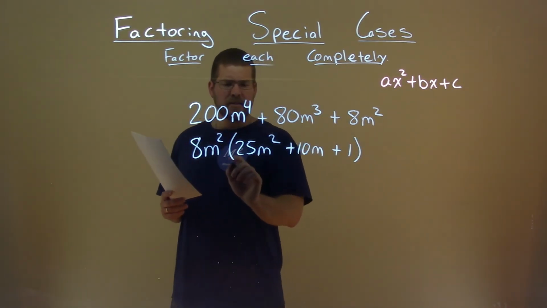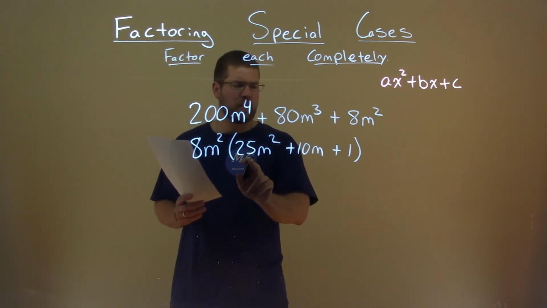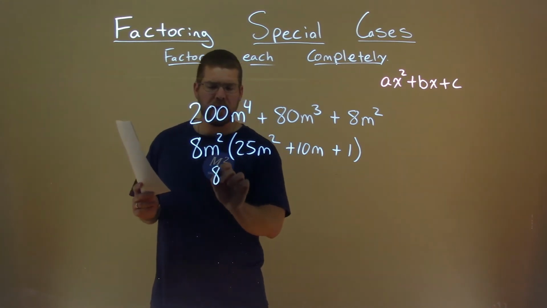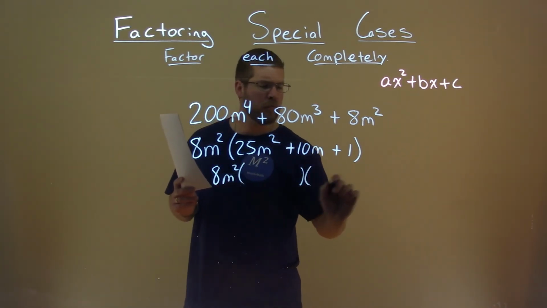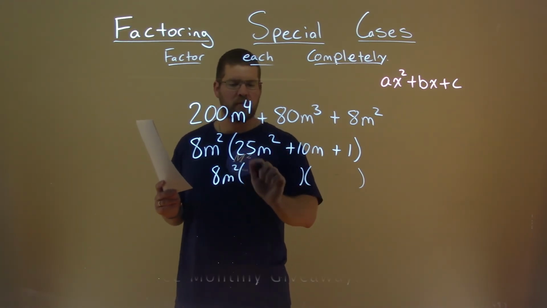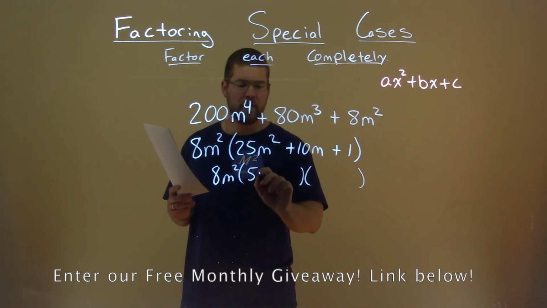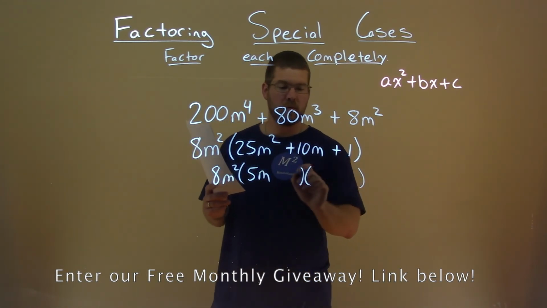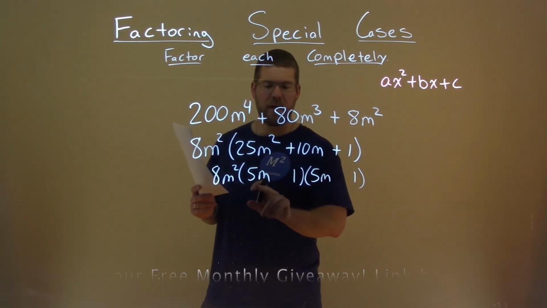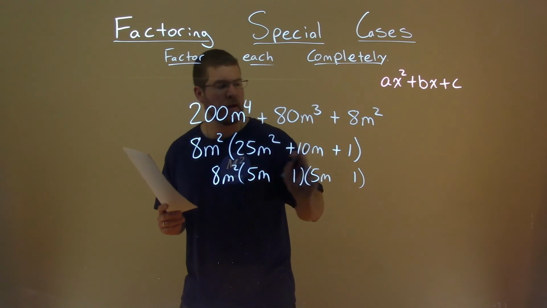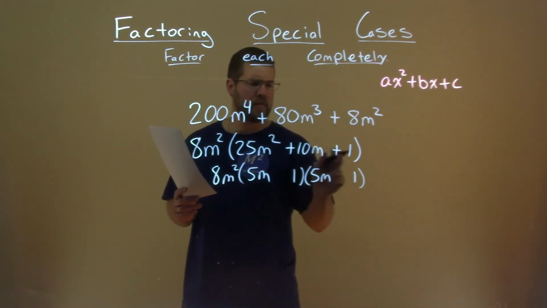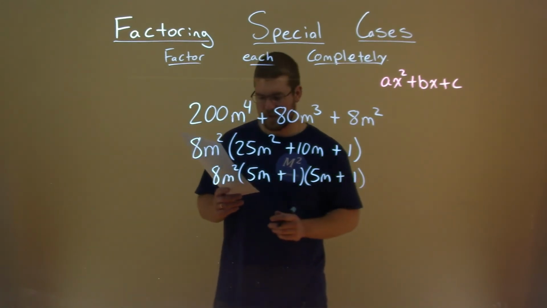So let's look at this first part, 25m squared and then this 1. Both are perfect squares, meaning if I take the square root of each one, I'll get a number that's easy there, right? An integer. Square root of 25 is 5. Square root of m squared is m. So 5m here. Square root of 1 is 1. So 5m times 5m, 25m squared. 1 times 1 is 1. Well, it's a positive 1, and we have a positive 10m in here, so I'm going to put a plus sign here and a plus sign there.